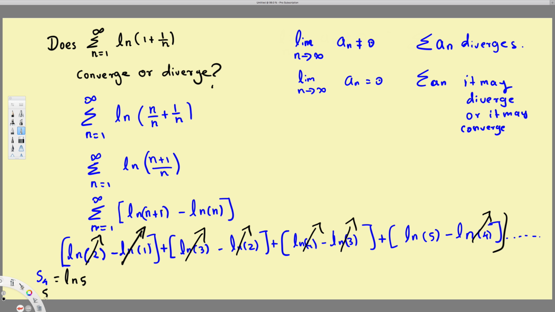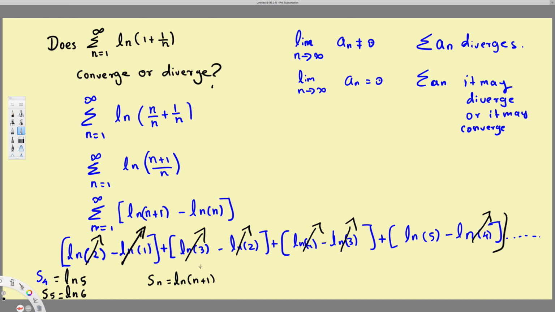If you take S5, we have one more term, ln 6 minus ln 5, and all the other terms cancel, so you end up with ln 6. So it seems that S_n equals ln(n plus 1). That's the value at the end point. Whatever value you pick, you get one more right here. That's the pattern going on.